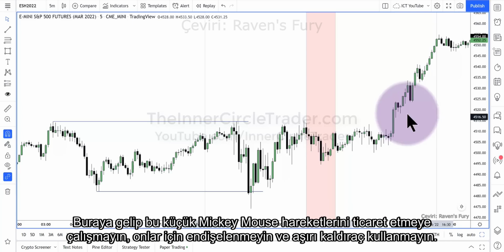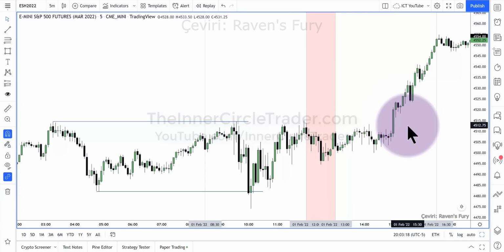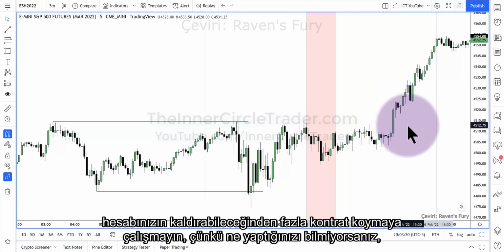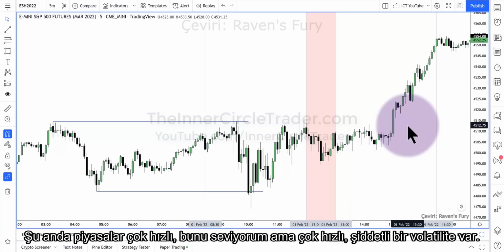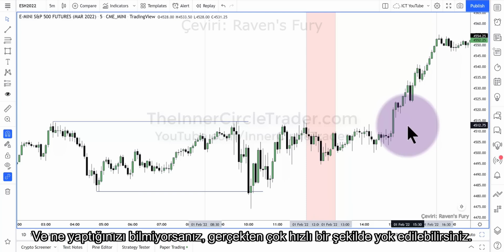Don't get in here and try to trade these little Mickey Mouse moves and worry about them and over leverage and try to put more contracts on than your account can really weather. Because if you don't know what you're doing, cheap leverage, discount leverage can murder you, can absolutely murder you. And especially in these kind of markets, they're very fast markets right now. I'm loving it, but it's very quick, violent volatility. And if you don't know what you're doing, you can literally be dismantled very quickly, expediently.